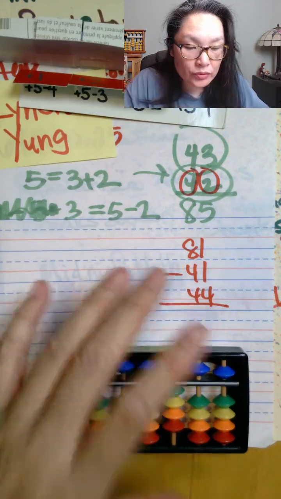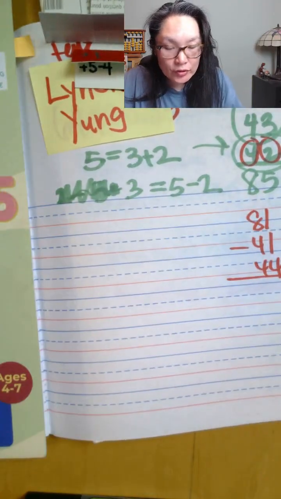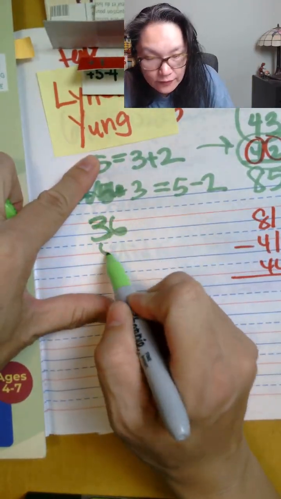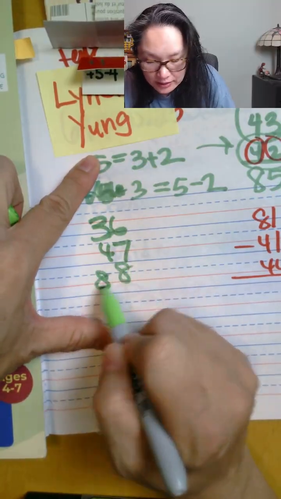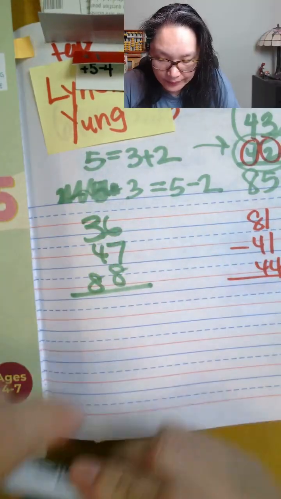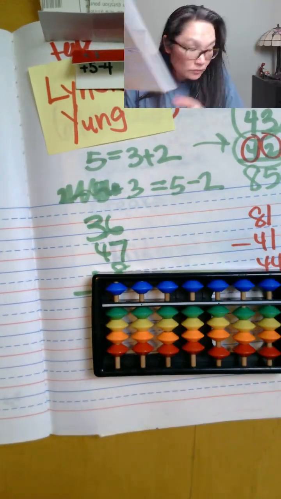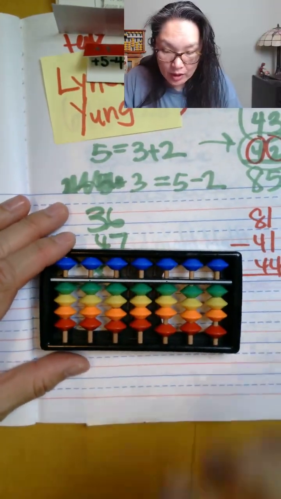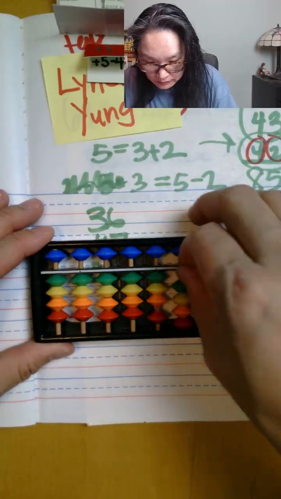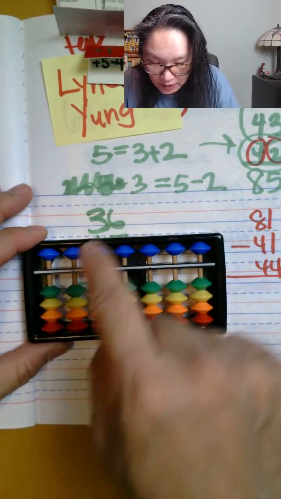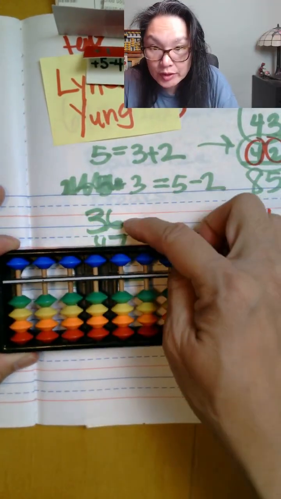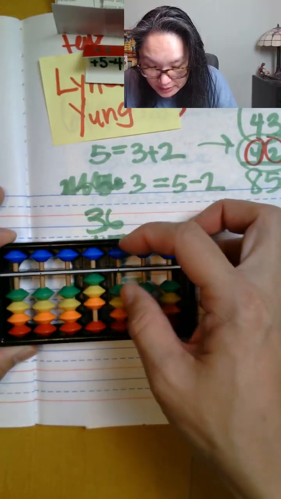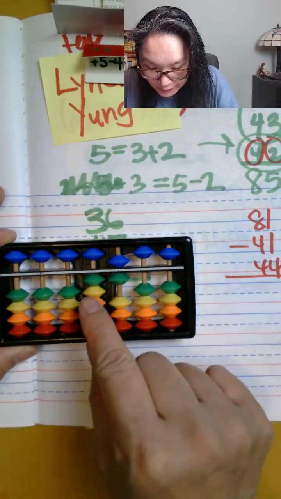Can we do, let me write it out, 36, 47, and 88. Okay, let's do that. This is a little different because now we're going to go into something that we call making a 10. So the first thing I'm going to do is put 36. So I add 36 on my abacus. I have 36 on my abacus.